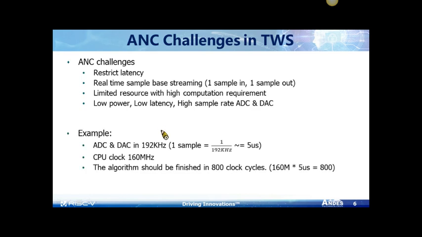Here is an example. If the ADC and DAC sample rate is 192 kHz, it means one sample needs 5 microseconds. So the CPU clock is running under 160 MHz, so the algorithm should be finished in 800 cycles. So here I want you to keep 800 cycles in mind, because in a later slide, I will use this number a lot to demonstrate some other concepts.